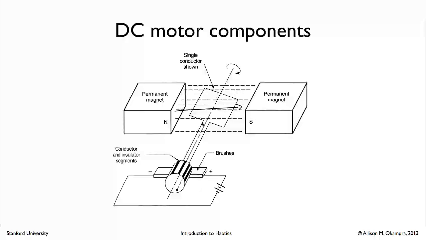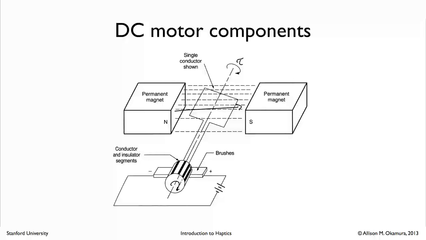And there's a single conductive wire which is going through that magnetic field. When there is a current flowing through this conductive wire inside of a magnetic field, that's going to generate a torque. So a torque, tau, will be generated on this conductor. When that torque is generated, that will cause the armature to spin.